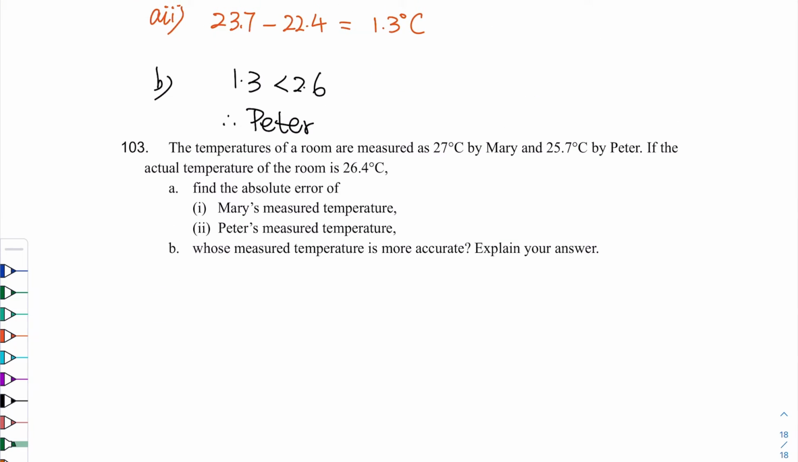So you have Mary 27, you have Peter 25.7, and the actual one was 26.4. So what's the absolute error for Mary first of all? Mary's was 27. This is 26.4. So which one is bigger? 27, of course. And click the calculator, you will get the answer as 0.6. Don't forget the unit. If you don't put the unit, I'm not going to give you the mark. Okay, next.